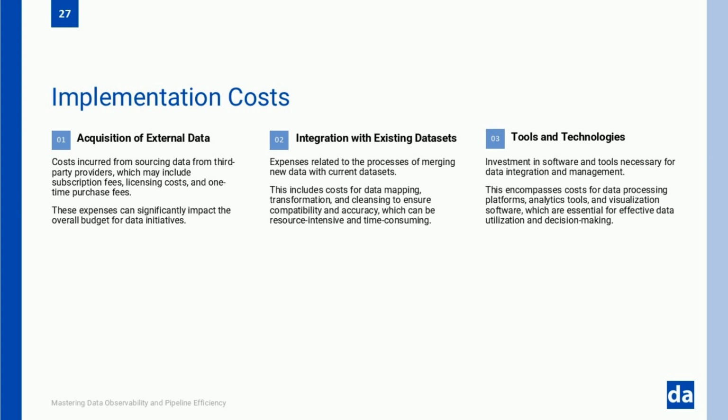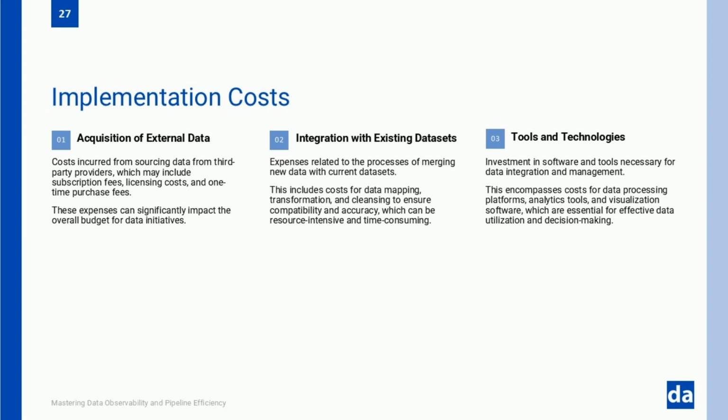The next challenge is merging new data with your current systems. Think of it as trying to fit a new piece into a complex puzzle. This involves data mapping to align structures, transformation and cleansing to ensure quality and compatibility. While this process enhances the data ecosystem, it can also be resource-intensive and time-consuming. A lack of accuracy here might result in mismatches or poor decisions down the line.